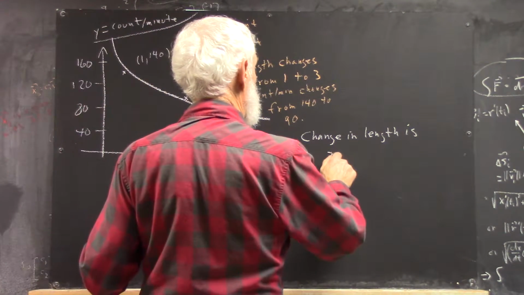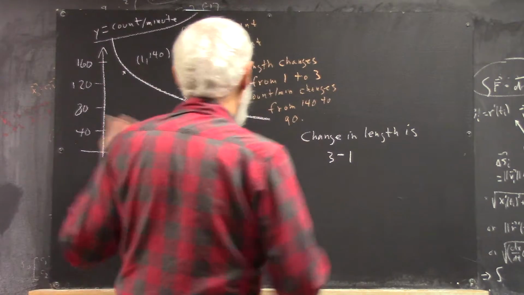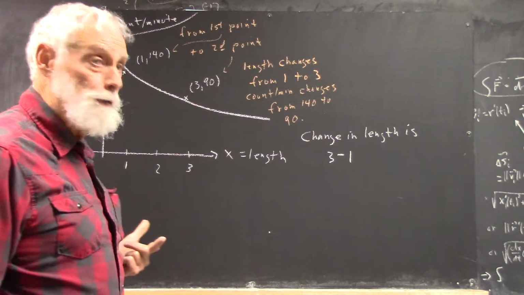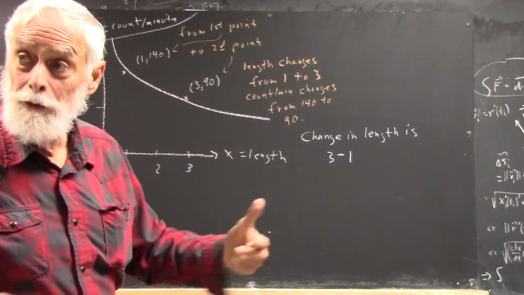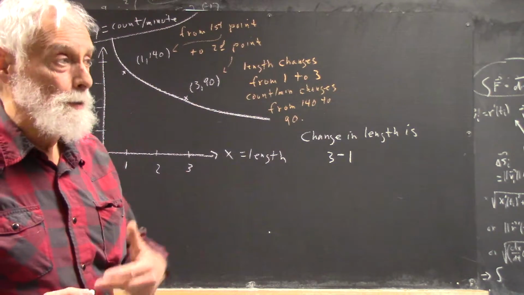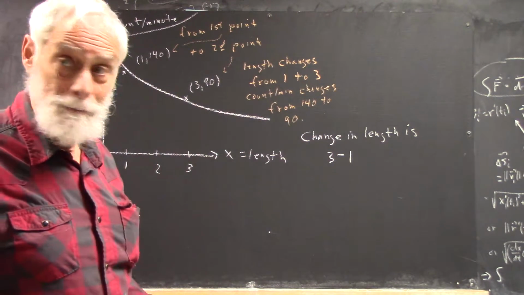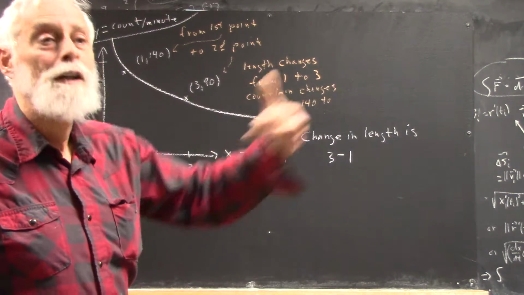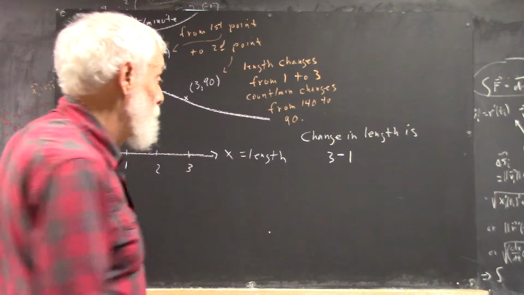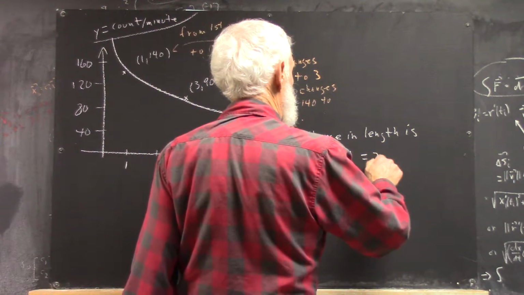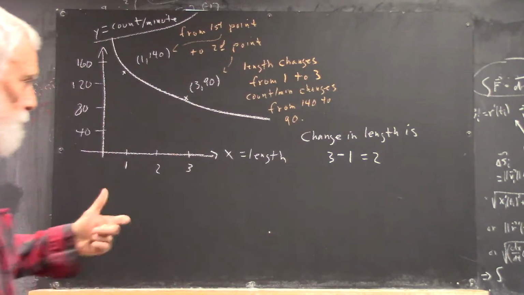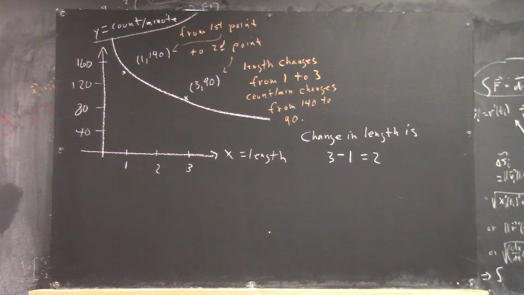Now, arithmetic, we take the second and subtract the first. That's how we get the change in something, right? We subtract where we started from where we end up. There's 2 chalk boxes, as you know, but we'll just go with the numbers for the moment, okay?